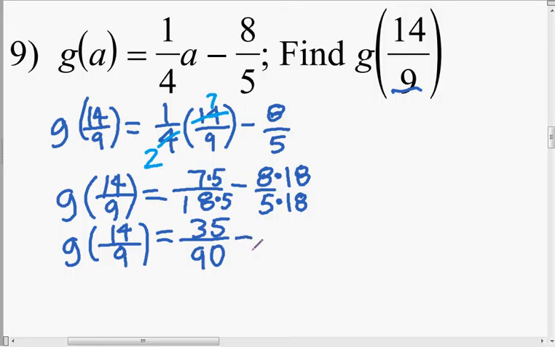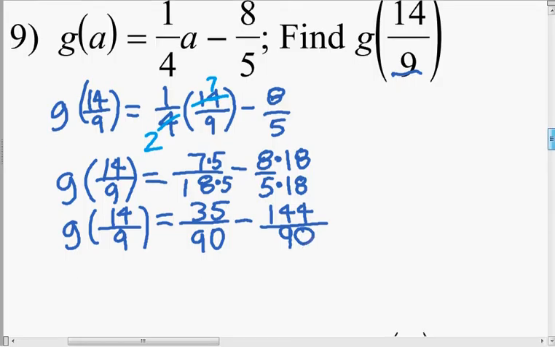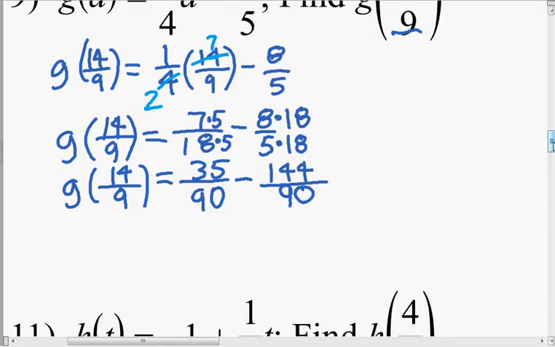Minus 8 times 18, 8 times 10 is 80, 8 times 8 is 64. I add those together, I get 144 over, again, 5 times 18, same as 10 times 9, I get 90. Now I have a common denominator. Once I have a common denominator, I subtract the numerators. I found a common denominator. I'm going to keep that common denominator.